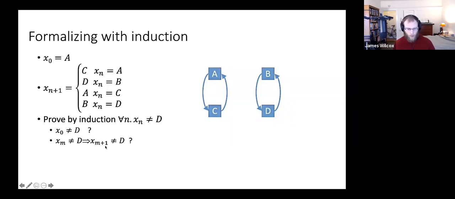So what about the base case? In the base case, we have to show that x0 is not equal to D, but we know that x0 is A. So that's pretty easy. The base case works. What about the inductive case? Anyone have any ideas about what we would do in the inductive case? Is it true? So we said the base case works.